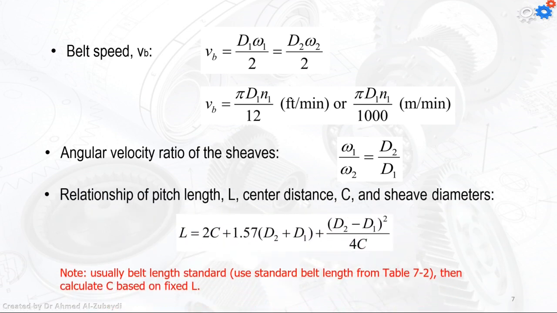The relationship of the pitch length L, the center distance C, and the sheave diameters D are given in the following equation. Usually we calculate this value for the length, and then we can simply choose from the standards that are available in table 7.2, and then calculate C again based on the fixed value of L.